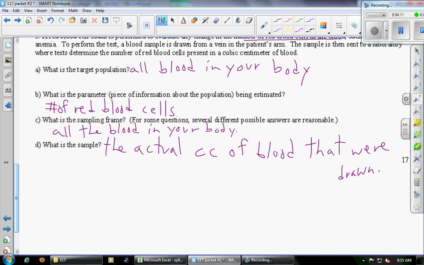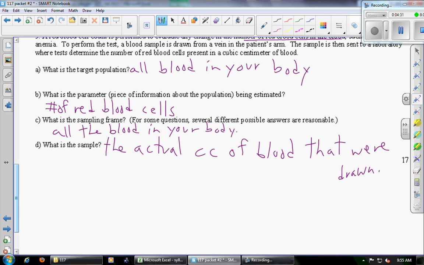Yes. And that's a good thing to point out. If your study is going to be accurate, then the answer to part A, the target population, is supposed to be exactly the same as the sampling frame. You're trying to get information about all the blood in your body. We're going to take a sample, and every drop of blood in your body has a chance of being in the study.